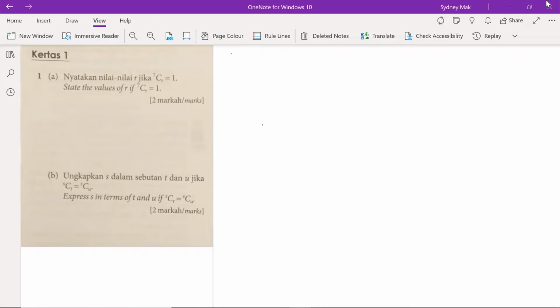We know that nC0 equals 1. We also know that nCn equals 1, right? This one is basic concept. Therefore, r can be 0 or can be 7. That's it.